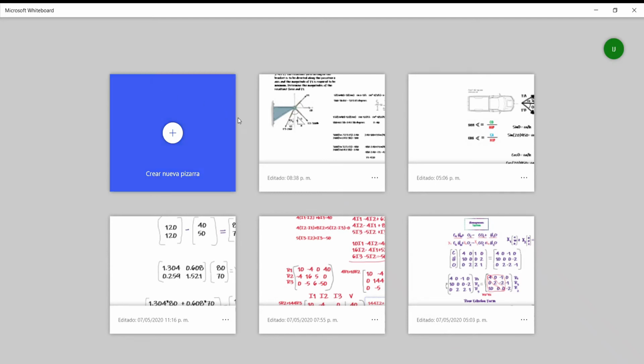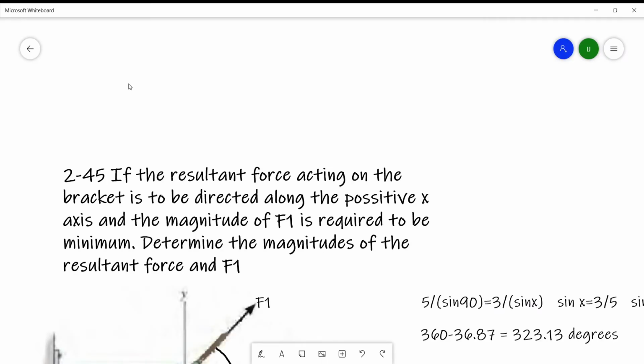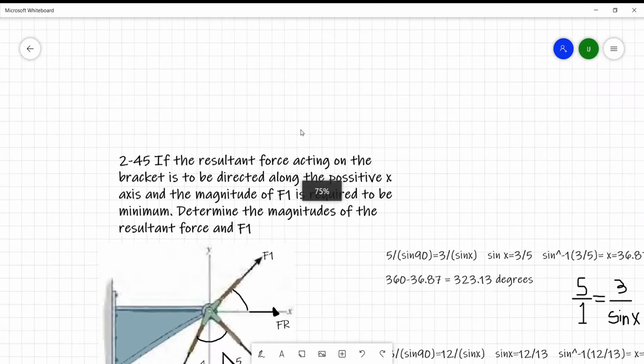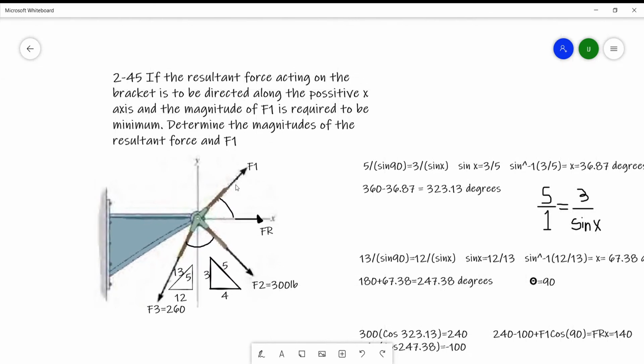Hello again, Professor. Now I'm going to show you how the second exercise of the homework was made. First of all, here I have a group of forces. I have F1, F2, and F3, and of course I have my FR, which is unknown. FR is going to be found when I do the summation of all these forces.